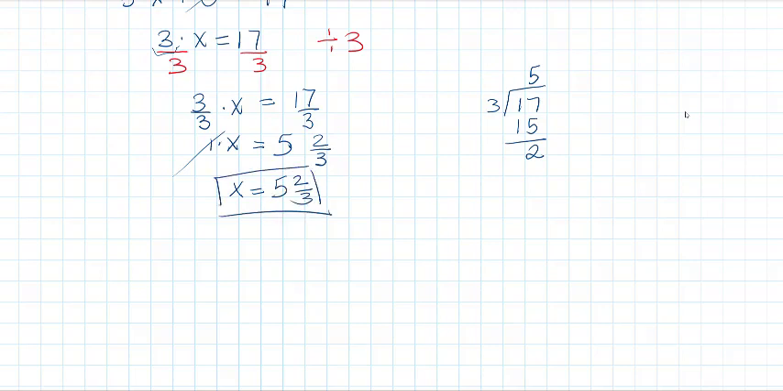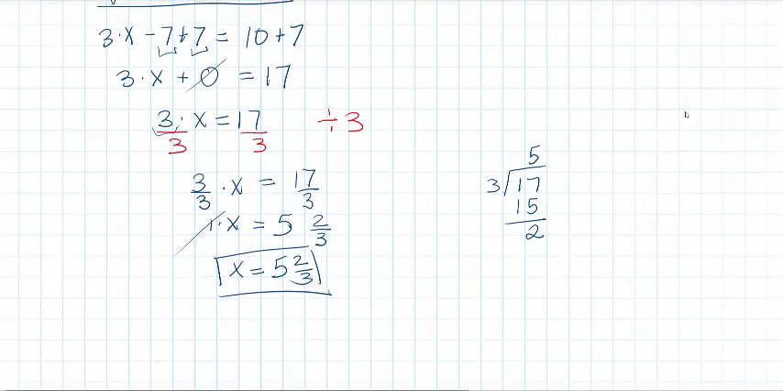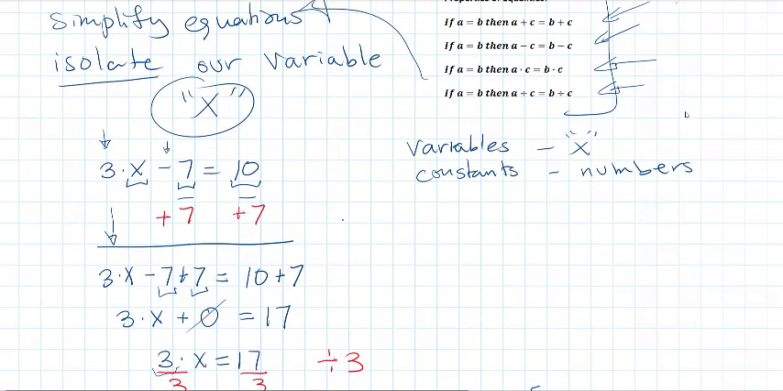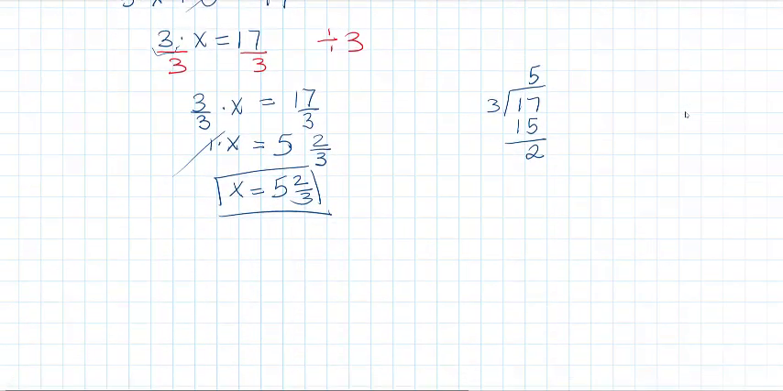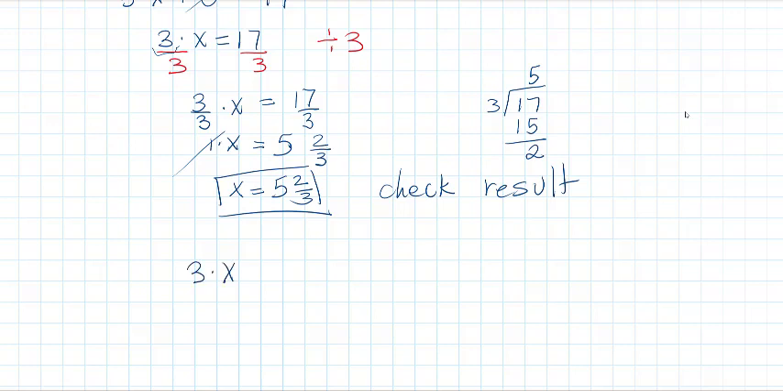So that is the result of this original equation, 3x minus 7 equals 10. And you should really check the result by inserting it right inside the original equation. And I will do this one with you so that you can see how it's done. So we have 3 times x minus 7 equals 10, right? This was our equation.